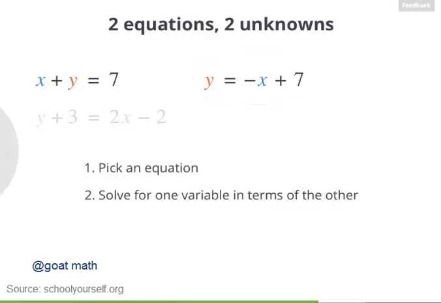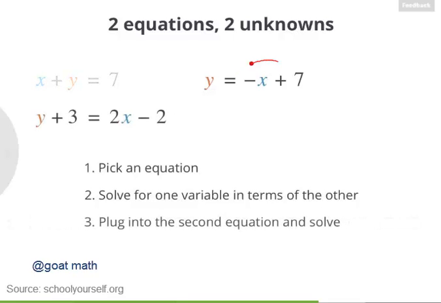Or you could have solved for x in terms of y. You still would have gotten the correct answer. Then you should plug the expression you get into the second equation and solve for one of the variables. For this example, you found that x equals 4.